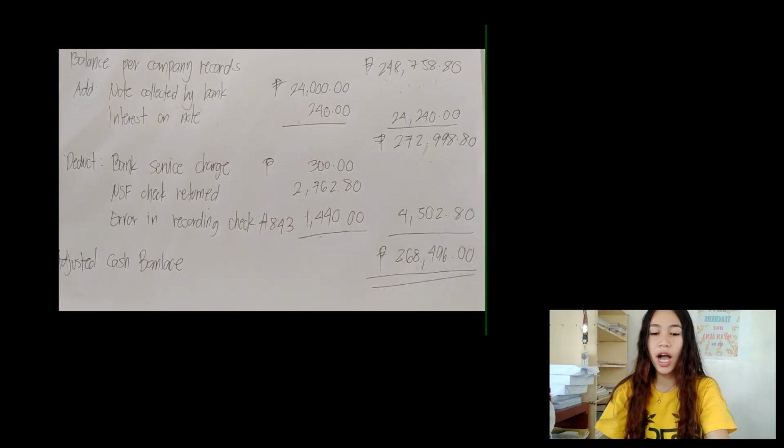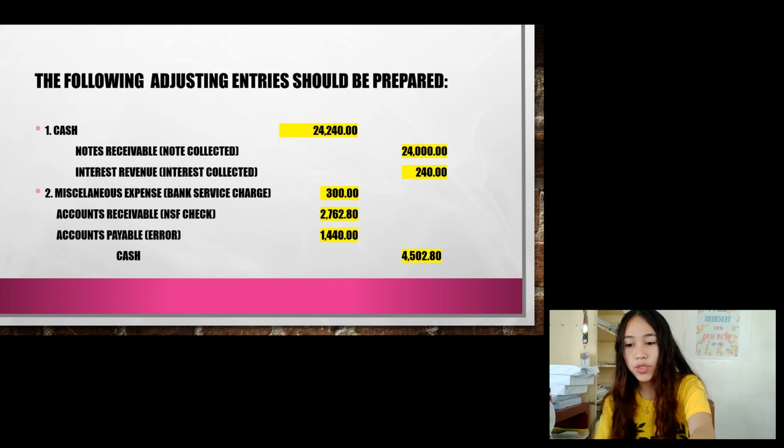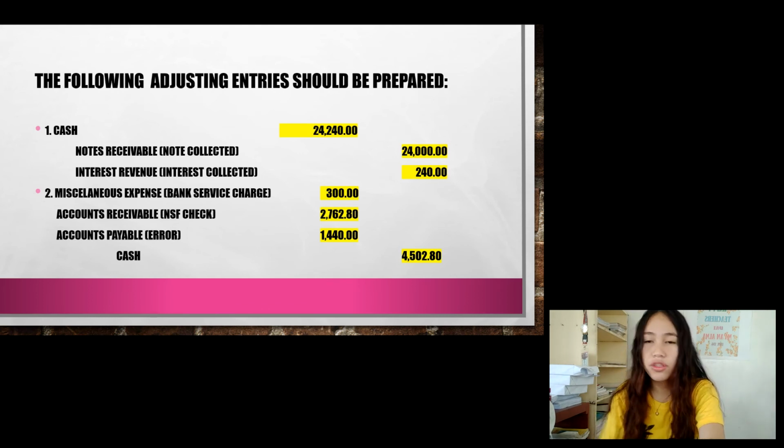That's it. Upon completion of the reconciliation, adjusting entries must be prepared to record those items not previously included in the company records. The following adjusting entries should be prepared. First, debit cash amounting to 24,240 pesos, and credit notes receivable for the notes collected and interest revenue for the interest collected. So our notes receivable will be 24,000 pesos and our interest revenue will be 240 pesos.